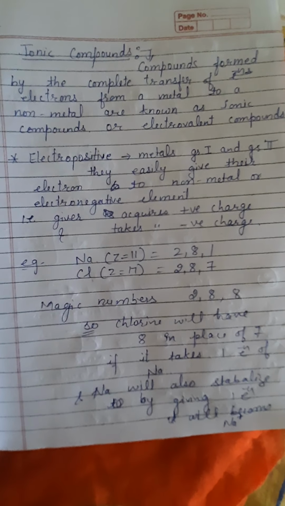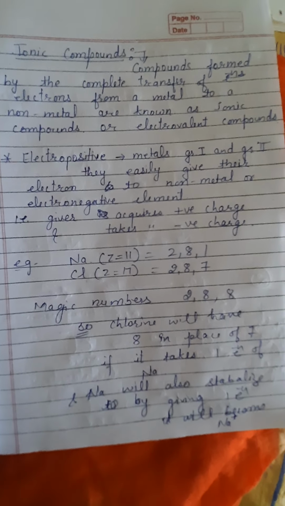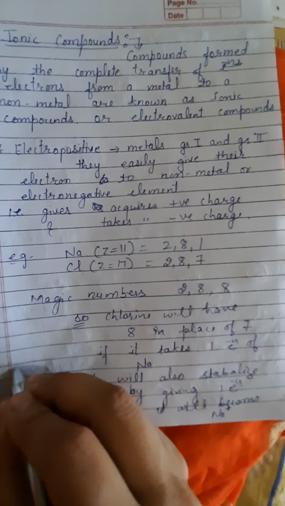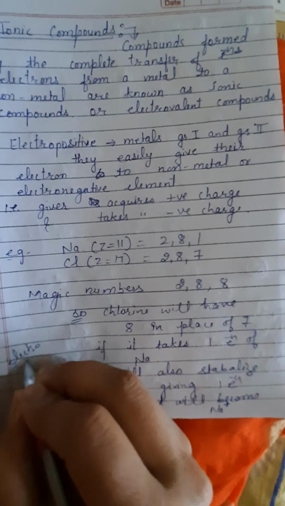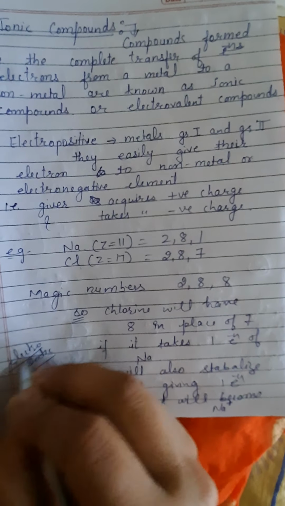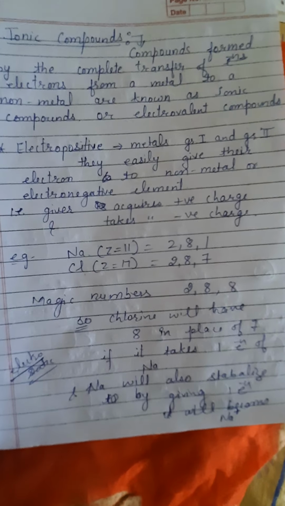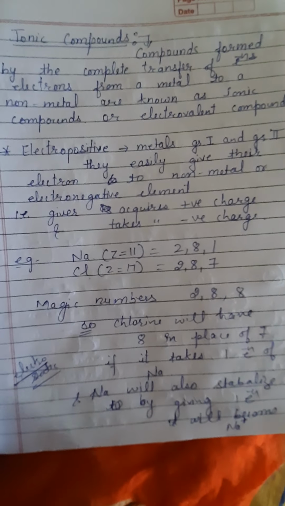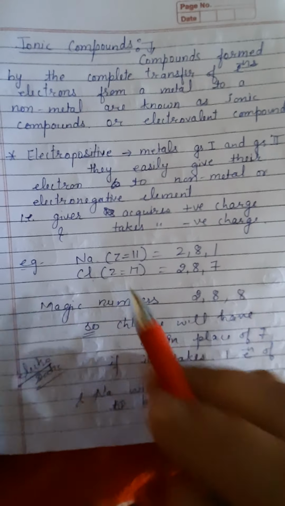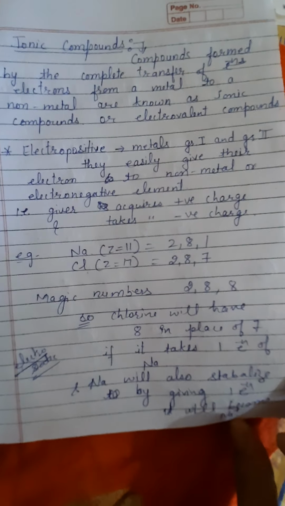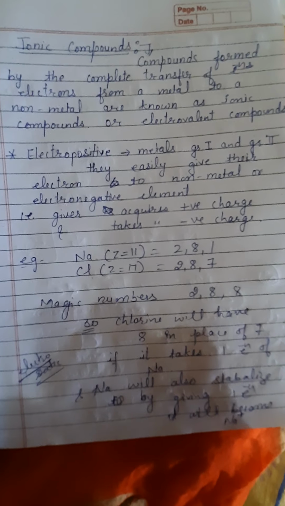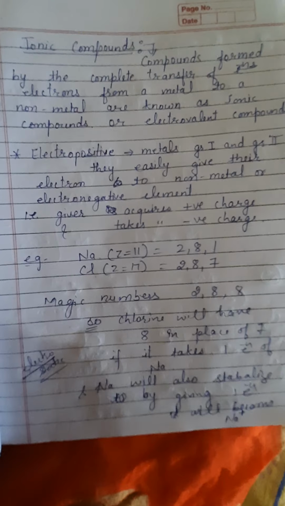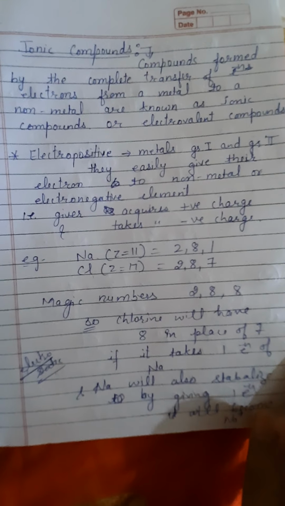So it means there is an electrostatic attraction. Electrostatic means stationary, and electro, you can say it is electronic attraction. Positive and negative, there is a complete transfer of electron from one element, that is from sodium to chlorine. So this type of bond, having an electrostatic force of attraction, is known as an ionic compound.